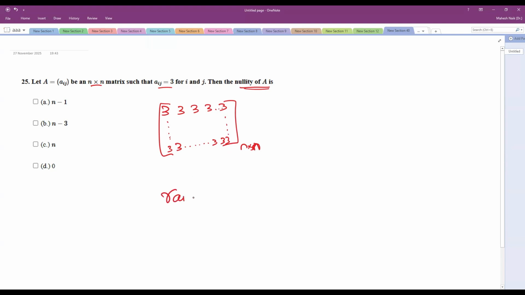So can we talk about the rank of A first? Sir, it will be 1 because there is only one linearly independent row. And so now we can talk about the nullity. It will be n minus 1. So we use the rank-nullity theorem here in this case.